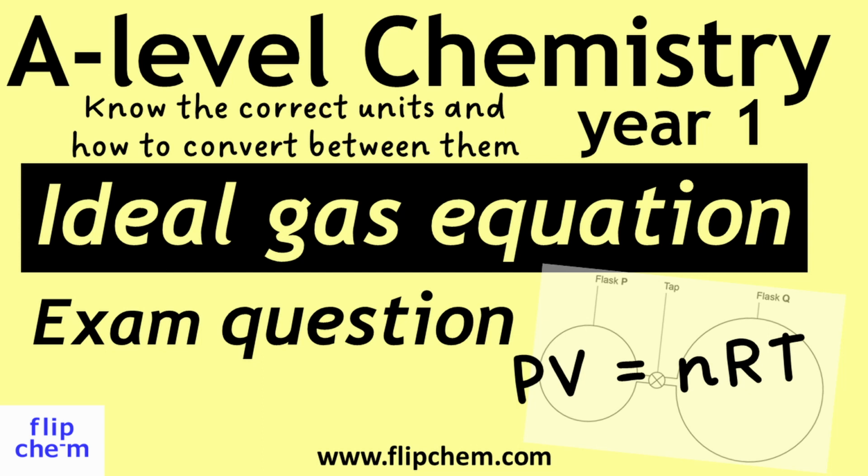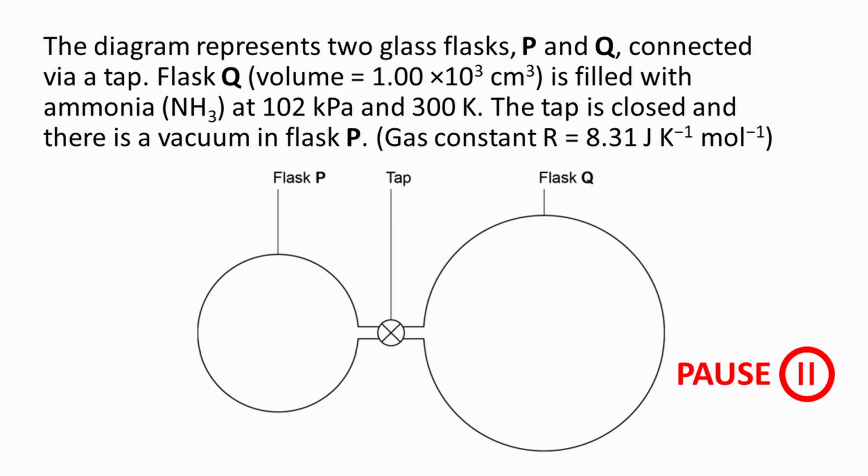Welcome everyone. In this video, we're going to look at a question involving the ideal gas equation, PV is equal to nRT. It's an A-level chemistry past paper question. Details are in the description. Let's get started.